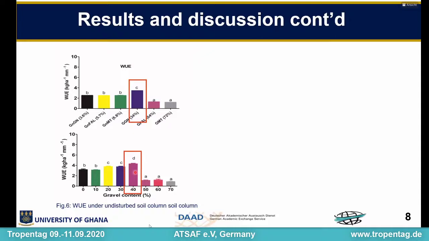What we see is that as gravel increases, the amount of moisture in the soil also decreased, but at 40 and 34%, the moisture was sufficient to support the growth of pearl millet.